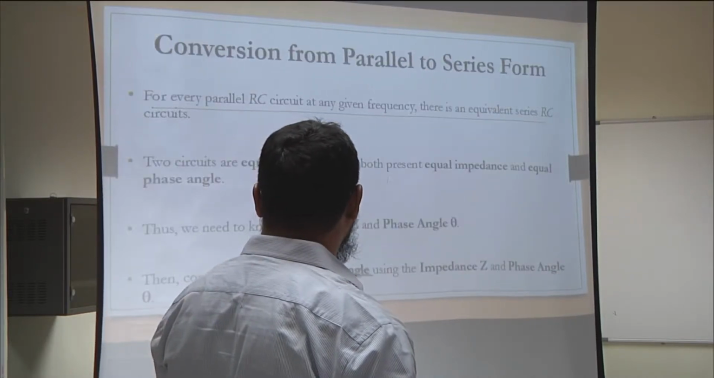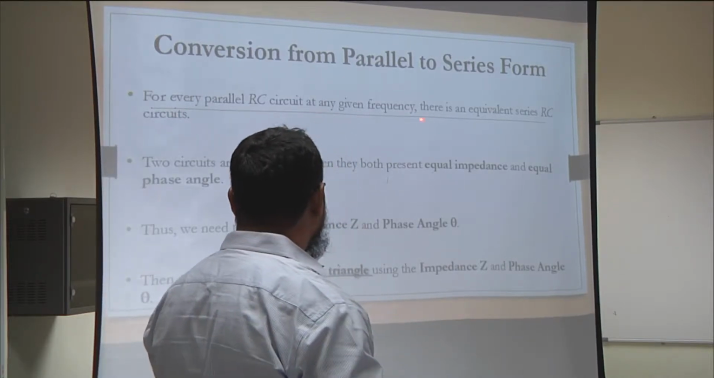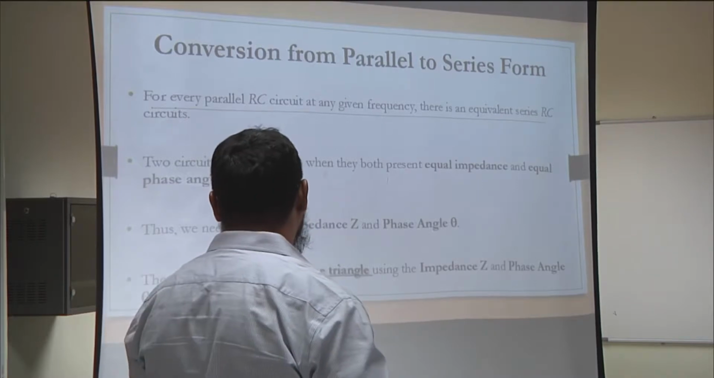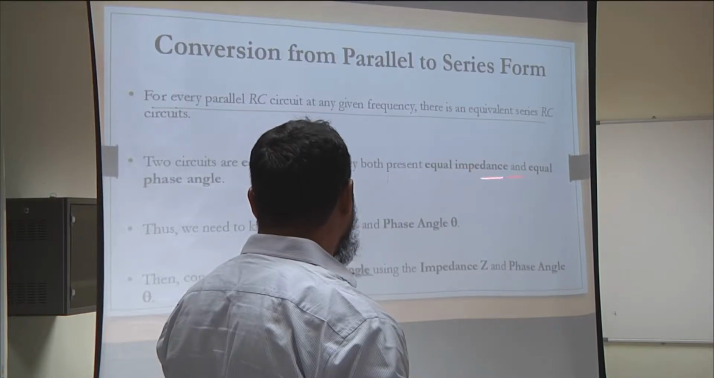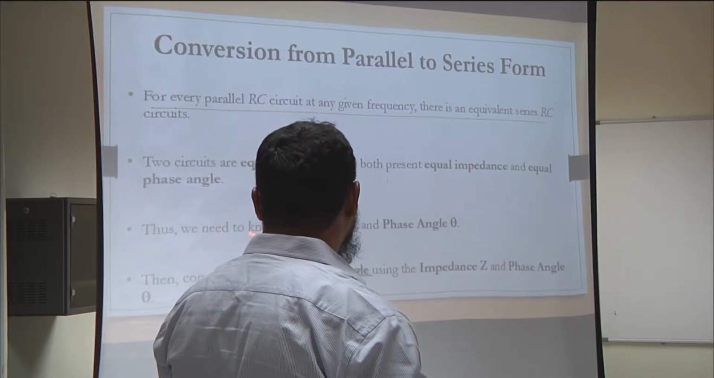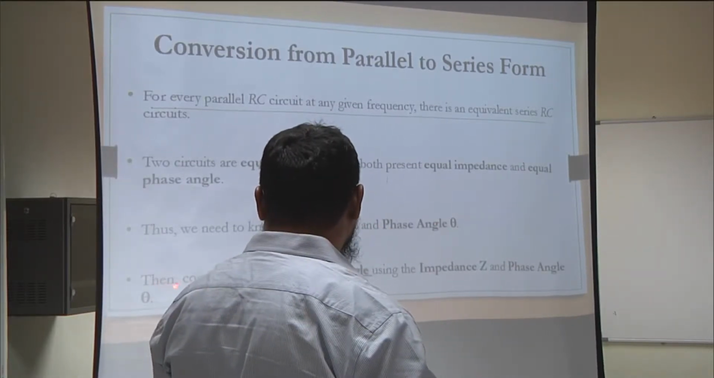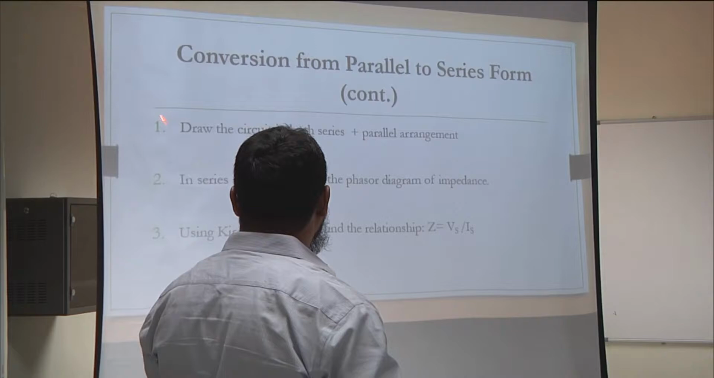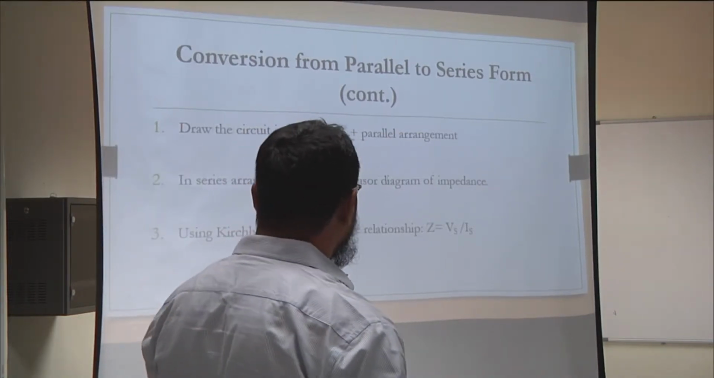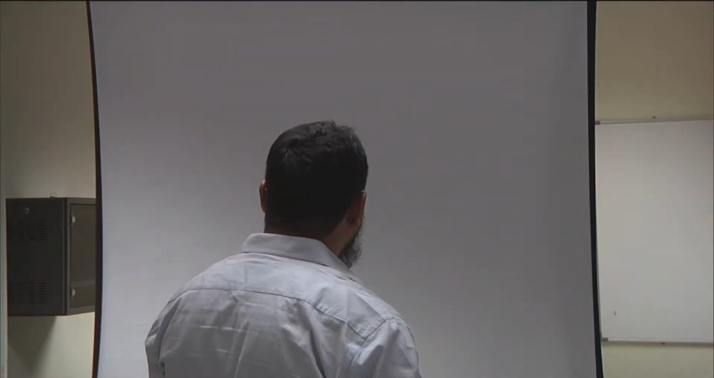Let's go back. Let's see if we missed anything. Okay, convert. Every parallel RC circuit at any given frequency has an equivalent series RC circuit. Of course, two circuits are equivalent when they both present the equal impedance, equal phase angle. Thus, when we need to know impedance Z and phase angle theta, then construct an impedance triangle using the impedance Z and phase angle theta, draw the circuit in both series and parallel, and so on and so forth. So this is exactly what I just told you. And that's the end of this presentation.